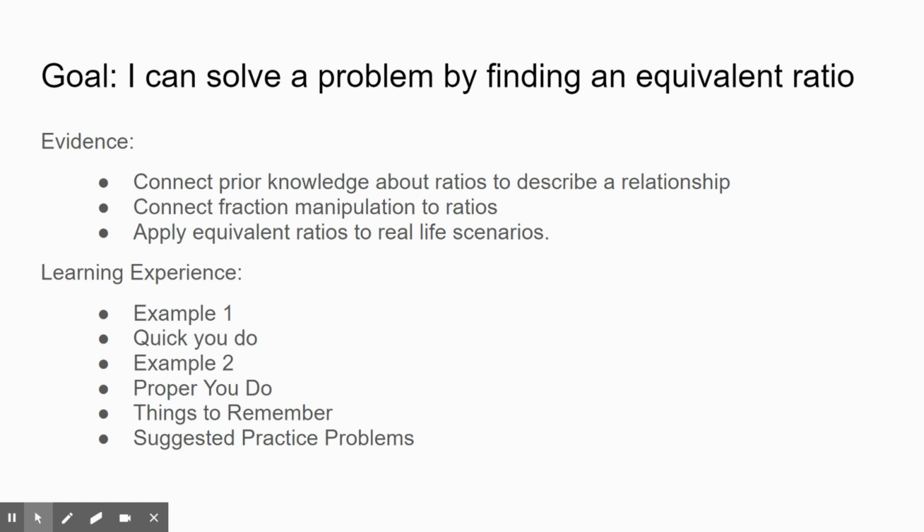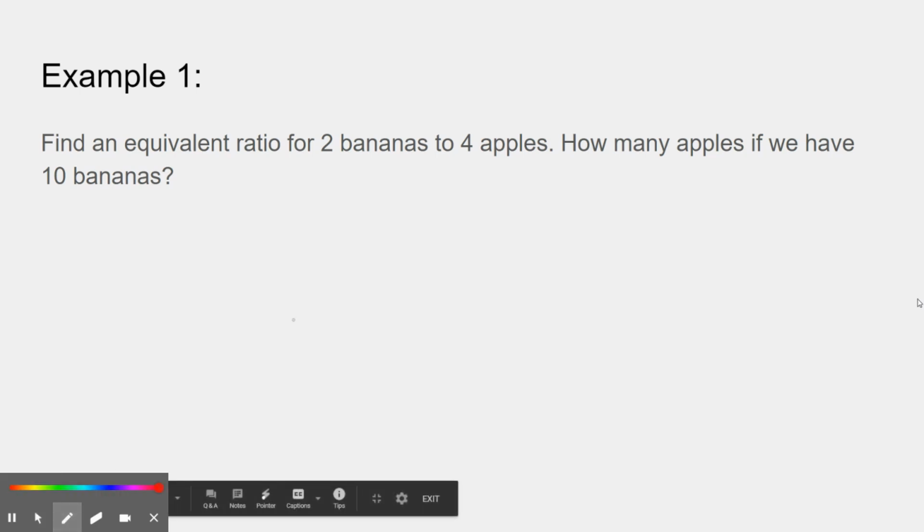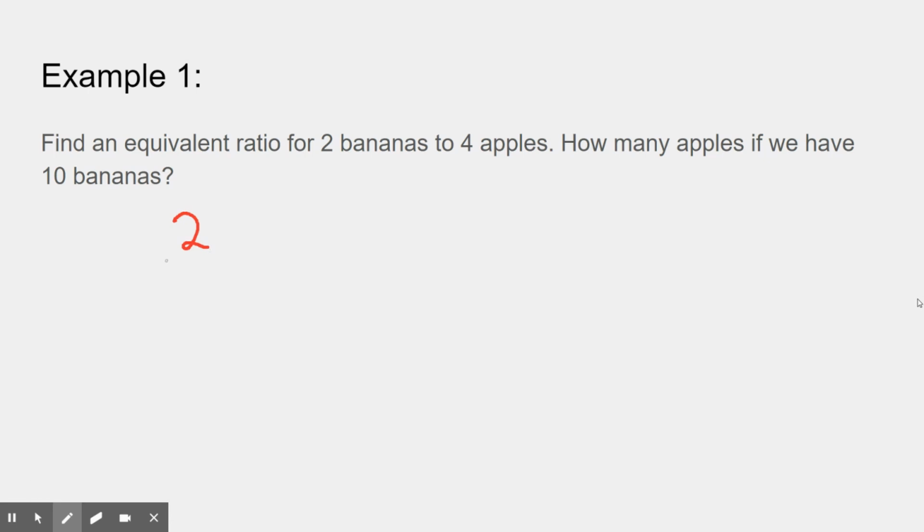So let's move on to our first example of finding equivalent ratios. Example 1, we are going to find an equivalent ratio for 2 bananas to 4 apples. Additionally, we're going to find out how many apples we would have if we have 10 bananas. So the first thing to do here is just to write down our initial ratio. We have 2 bananas to 4 apples.